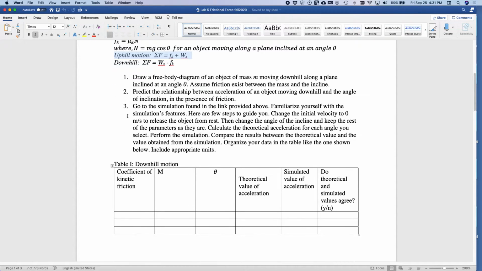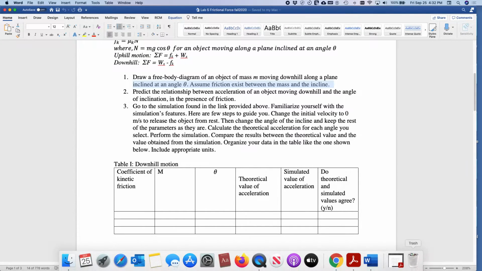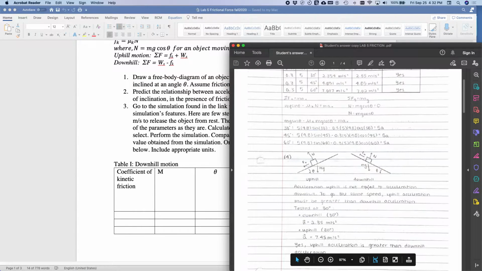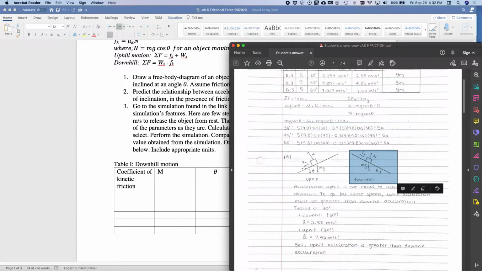Now, students will need help with this part, I think. Draw a free body diagram of an object of mass m moving downhill along a plane inclined at an angle theta. Assume friction exists between the mass and the incline. It may be helpful to make a tiny screenshot of something like downhill motion and post it on the team.